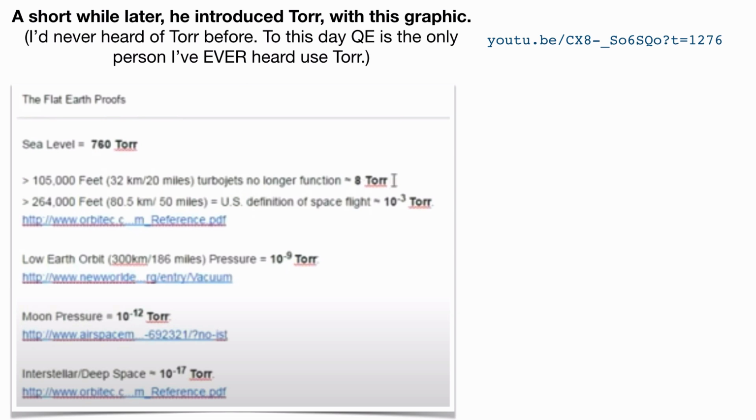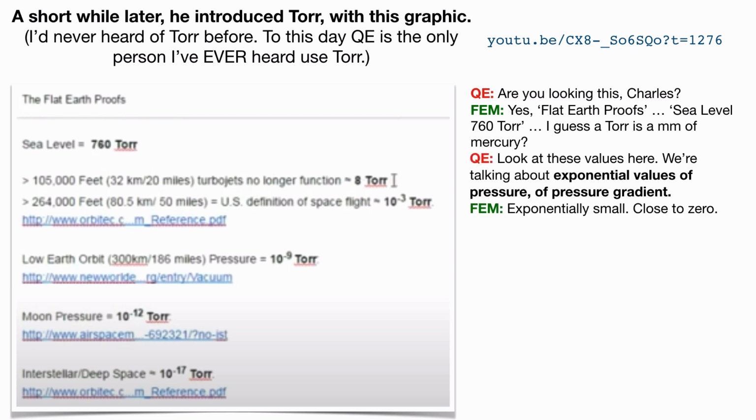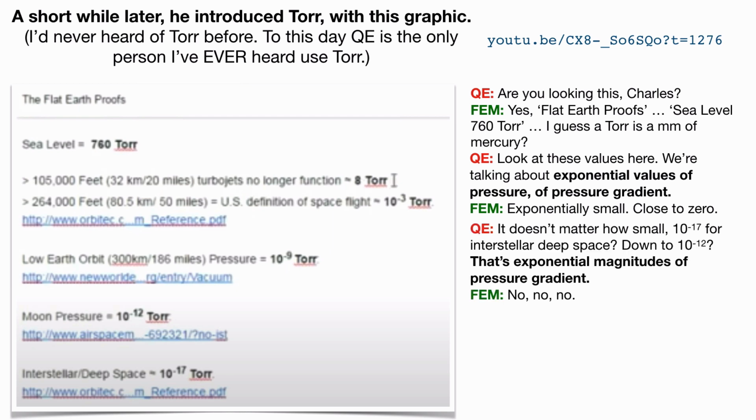So, are you looking at this, Charles? Yes, flat Earth proofs, sea level, 760 torr. I guess a torr is a millimeter of mercury. Look at these values here. We are talking about exponential values of pressure gradient. Exponentially small. Exponential. It doesn't matter how small. 10 to the negative 17? Yes. For interstellar deep space? Down to 10 to the negative 12? But exponential magnitudes of pressure gradient. Okay, well, no. It's looking at you right in the face.